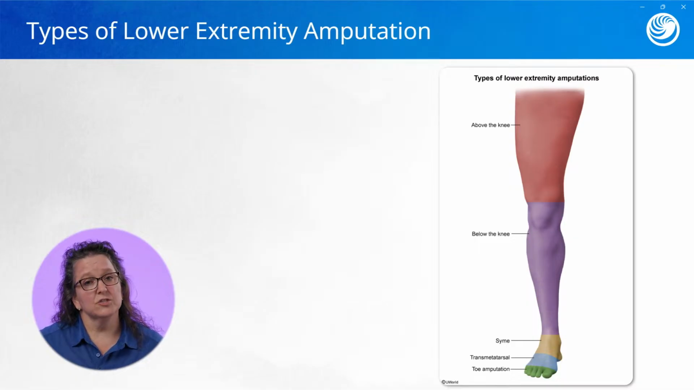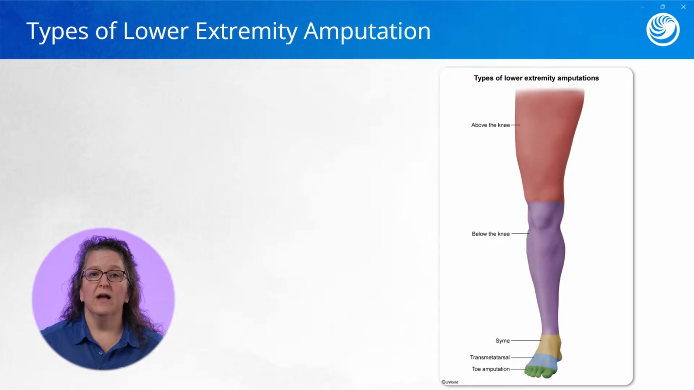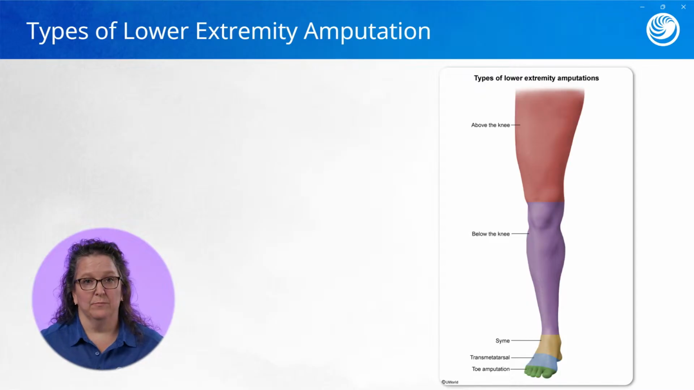Types of lower extremity amputation. When amputation is done in the operating room, the surgeon wants to preserve as much of the tissue as possible, but they also need to remove anything that is dead or infected so that the remainder of the limb can heal. You can see in this image the different levels of amputation.